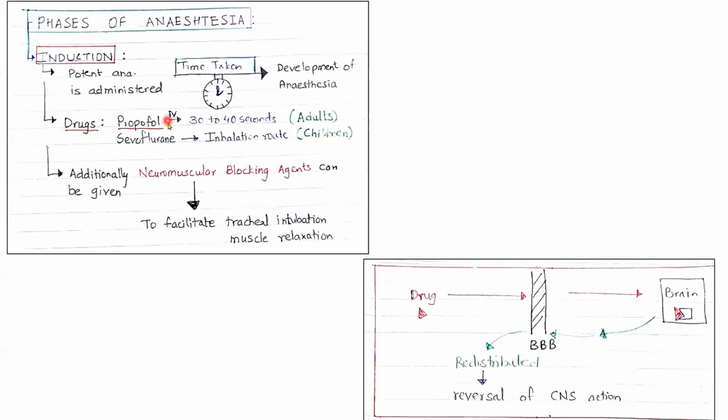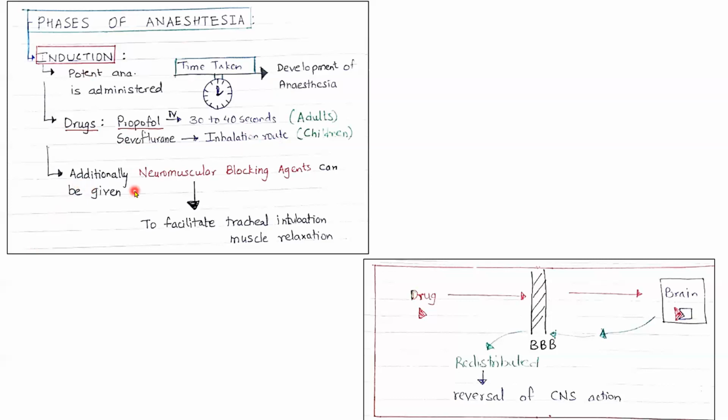Examples of drugs used for the induction phase are propofol in adults, which is given intravenously, and the time taken is 30 to 40 seconds. For children, you may not go for the intravenous route and you may not go for propofol, but you can try some safer anesthetic agents such as sevoflurane, which can be given by the inhalation route also.